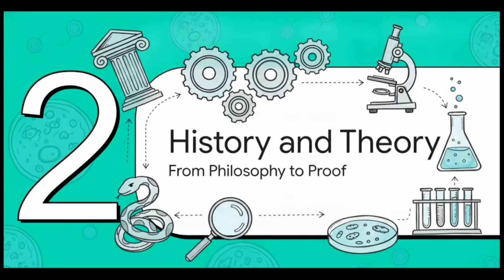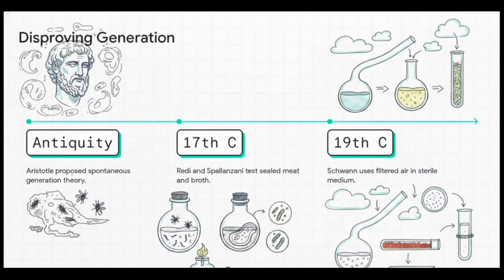Moving on to Section 2, Historical Development and Theory, charting the path from philosophy to experimental proof. For centuries, biological origins were fundamentally misunderstood. The theory of spontaneous generation, initially proposed by Aristotle, suggested that living organisms could develop directly from non-living matter. This theory was systematically dismantled over time. Francesco Redi and Lazzaro Spallanzani conducted carefully controlled experiments involving decaying meat and heat-sterilized mediums in sealed flasks, showing that microbial growth required external exposure.